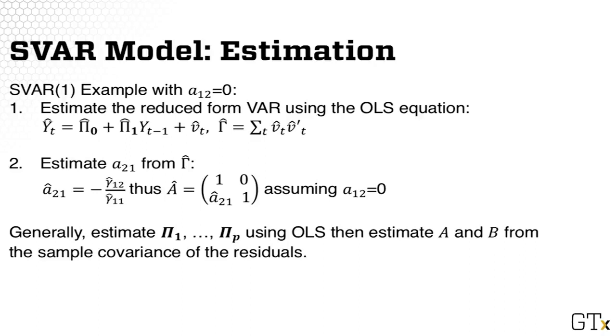Here is a simple example. If we assume a bivariate time series and fit it with a VAR model of order 1, with the restriction that A12 is equal to 0, we estimate the reduced model to get the estimated coefficient matrices and the estimated covariance matrix. We can estimate the only unknown coefficient in the A matrix from the estimated covariance, as provided on the slide.